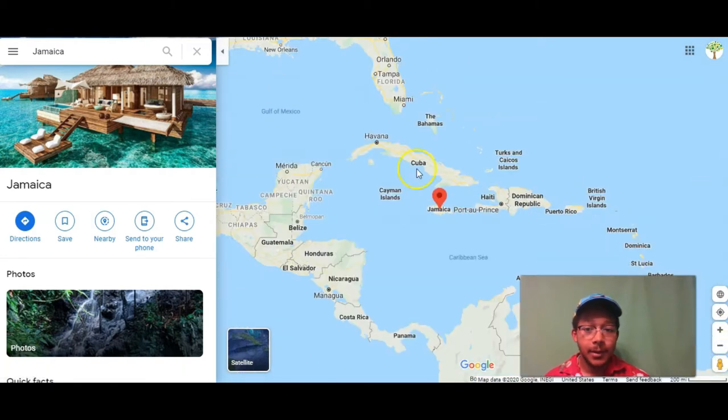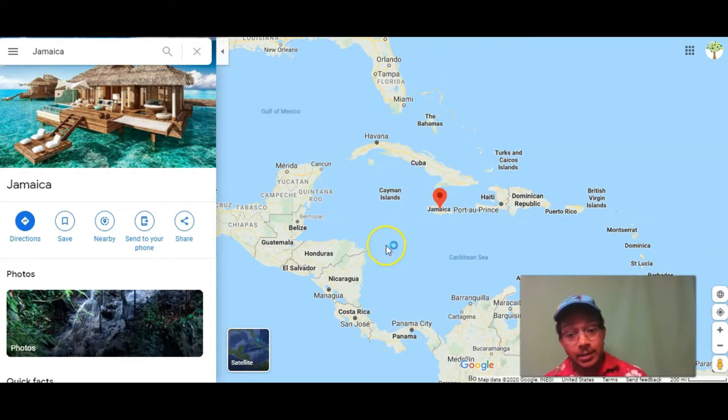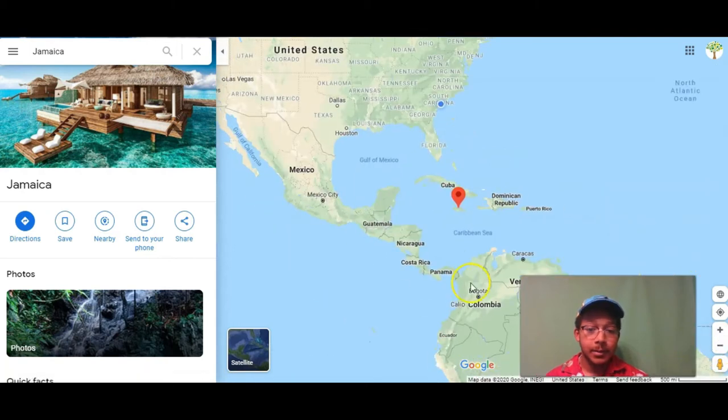and even further, there's the Bahamas and Miami, Florida, part of the United States there. And then down here to the southwest, we have a whole other bunch of countries from Central America. And even further out, Mexico and America del Sur, South America here.